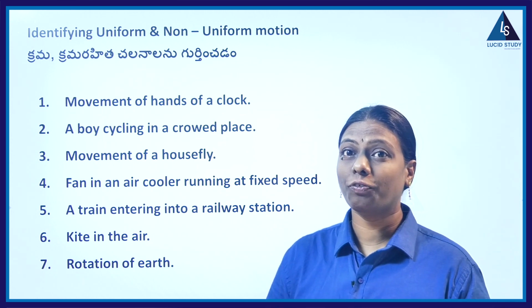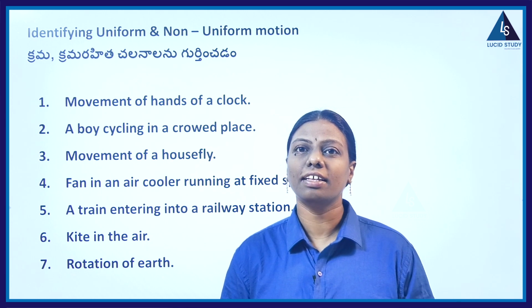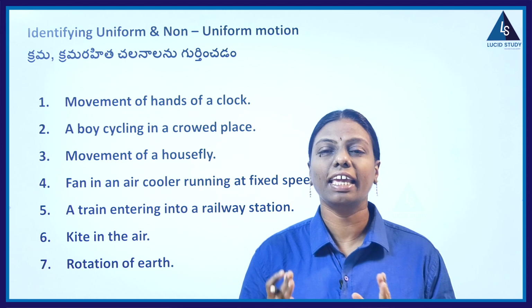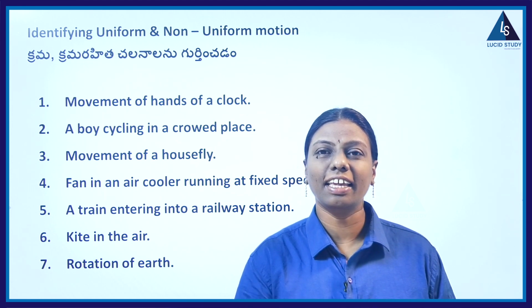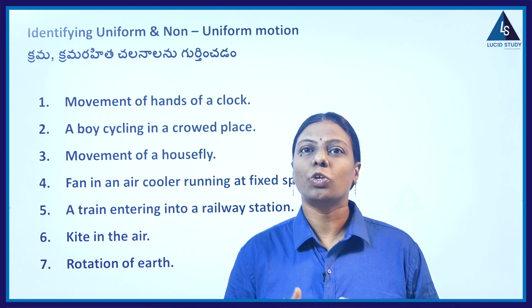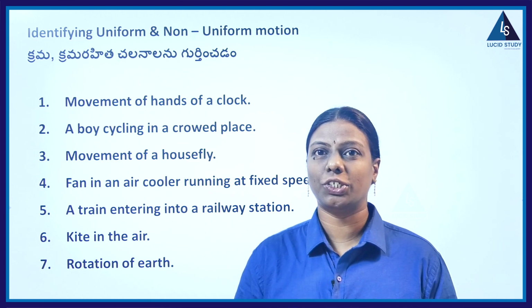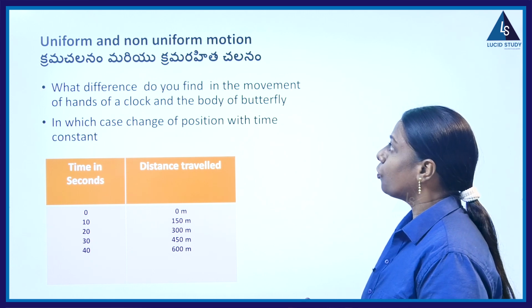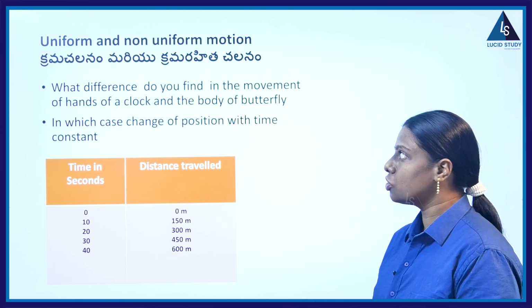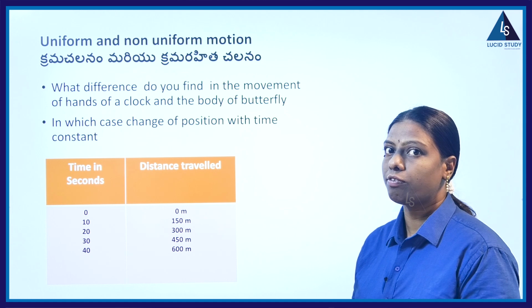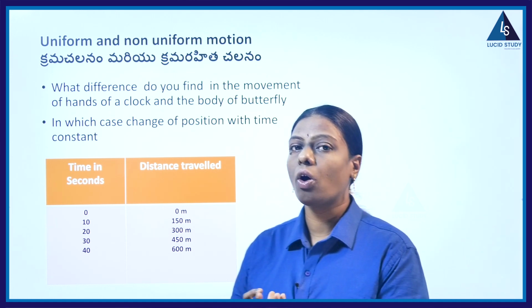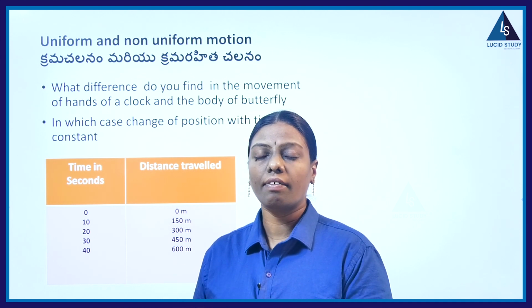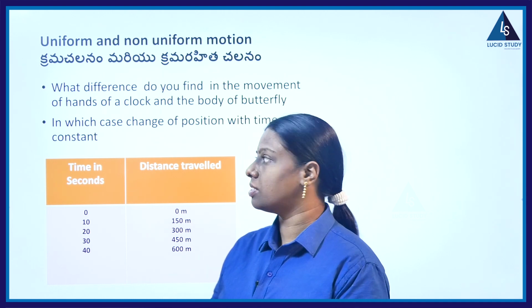Next, rotation of the earth around the sun. How does the earth rotate? It covers equal distances in equal intervals of time. So it is uniform motion. So what difference do you notice in the movement of hands of a clock and the body of the butterfly? The hands of the clock are covering equal distances. The body of the butterfly is covering unequal distances.